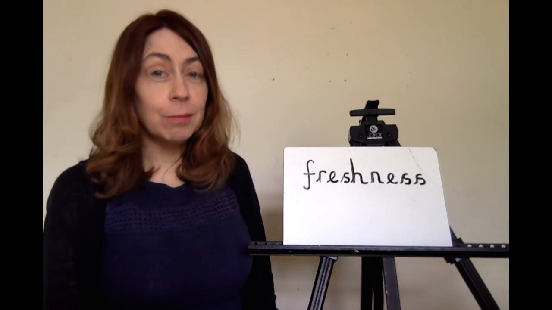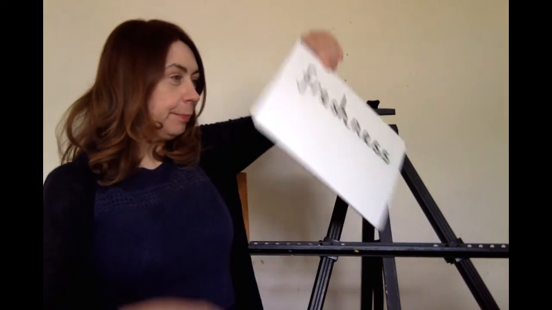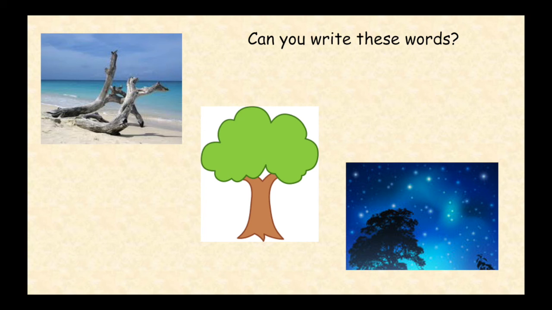I'm going to hide this word now, and I want you to pause the video and have a go at writing it. Remember to clap the syllables in the word and use Fred fingers to help you. Here are some more words to write. Driftwood. Treetop, starlight. Remember to clap the syllables in the words and to use Fred fingers to help you write the words.